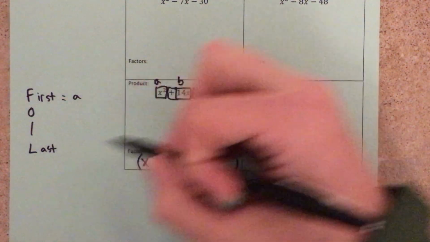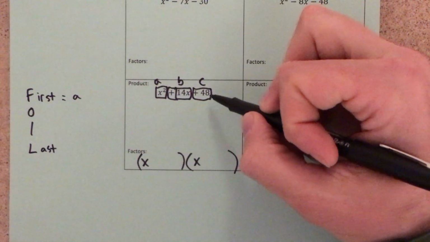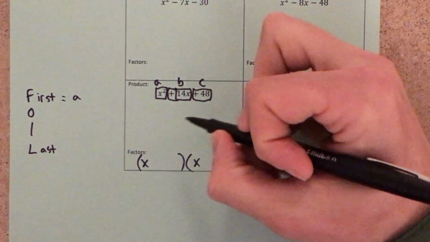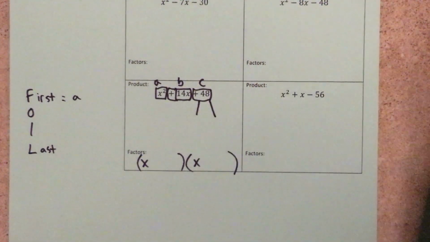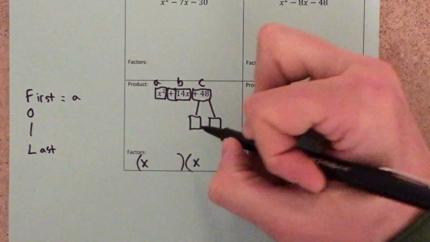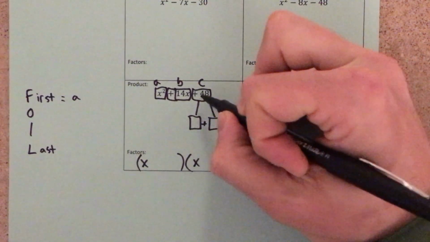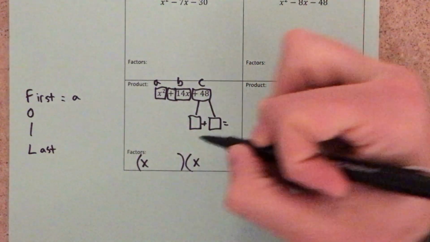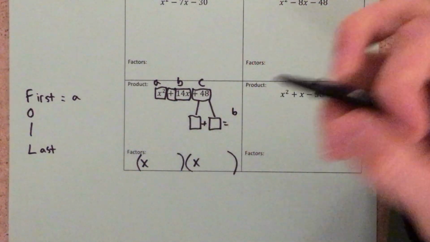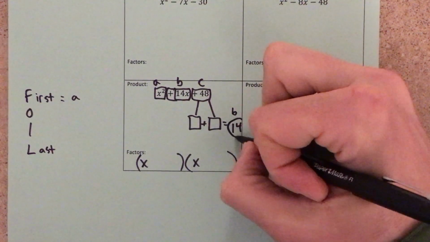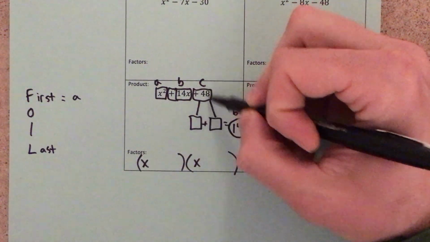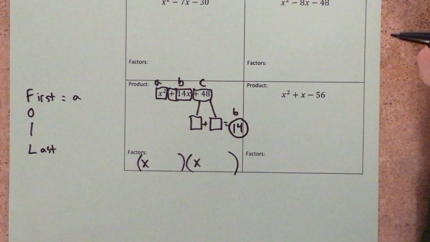Then I want to look at my last term, which is 48. I multiplied this number times this number to make 48, so I need to figure out what those factors are. I'm going to break down that C. The only twist is these two numbers multiplied together to make 48 will also add to our B term. In this case our B is 14. So what numbers could multiply to 48 to make a 14?